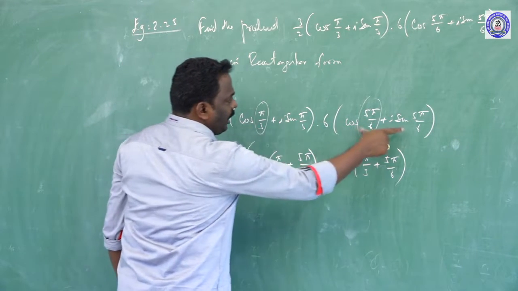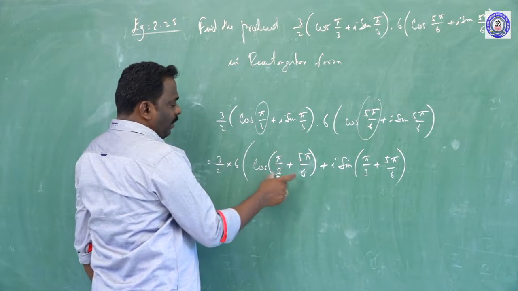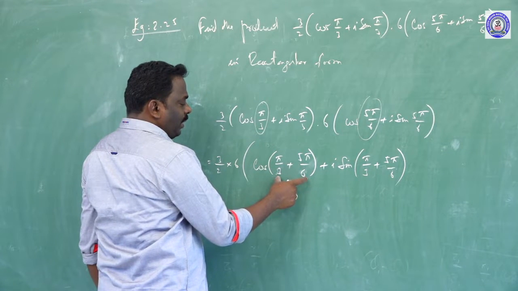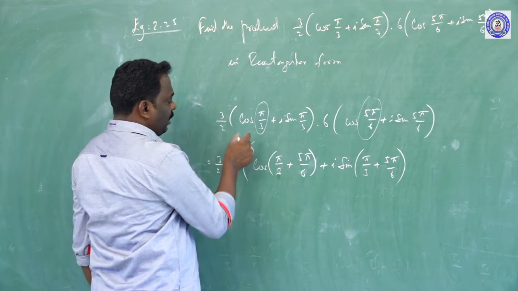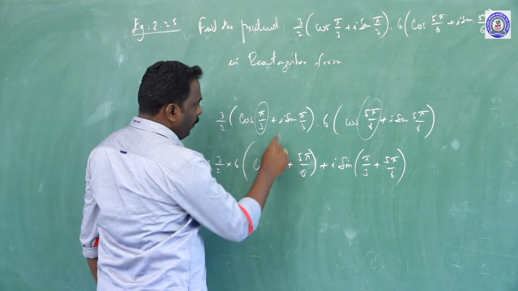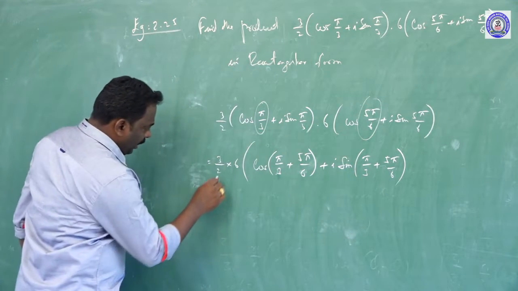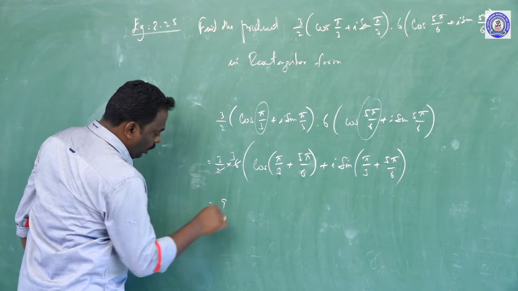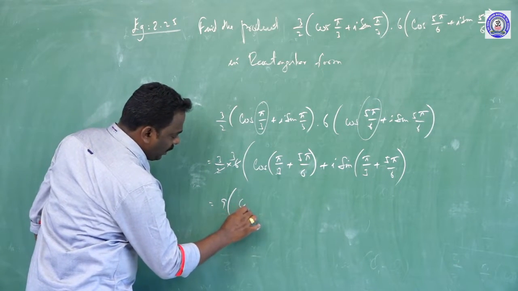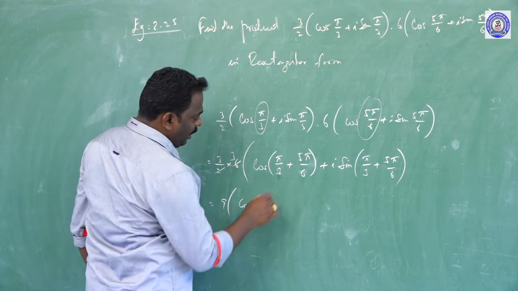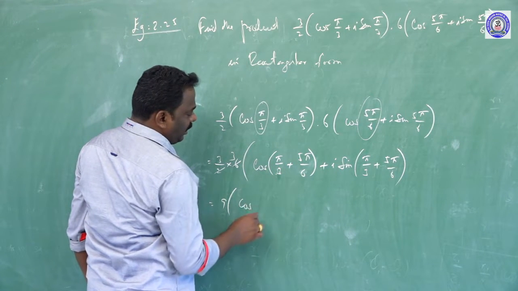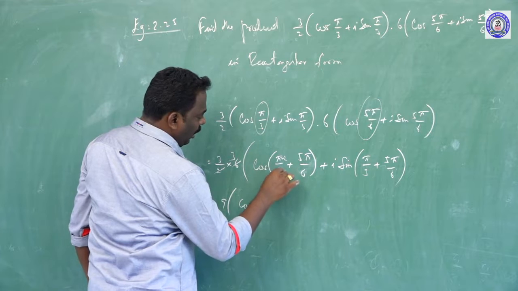For z1 into z2, the argument is the sum of the arguments of z1 and z2. Therefore it is cos of theta 1 plus theta 2 plus i into sin of theta 1 plus theta 2, and cancelling the terms, 3 into 6 by 2 is equal to 9. Within the bracket of cos, take the common denominator, multiplying by 2 we get 6.